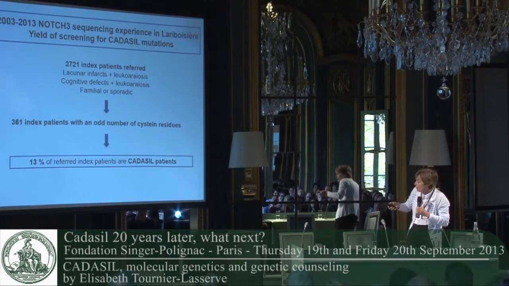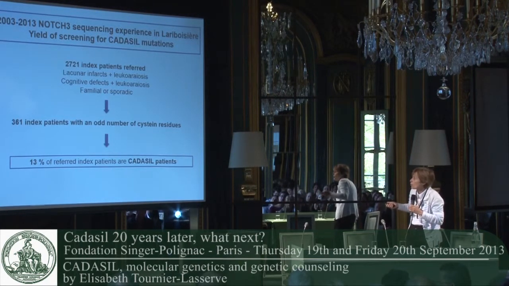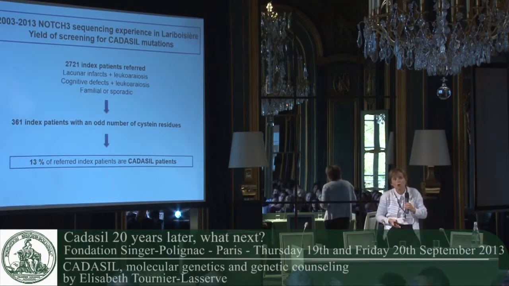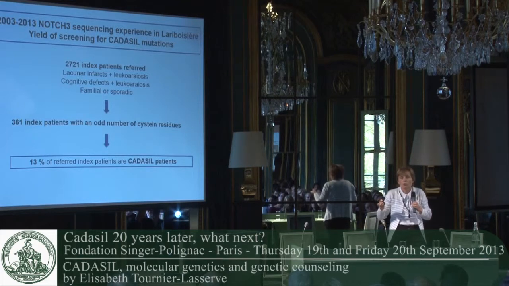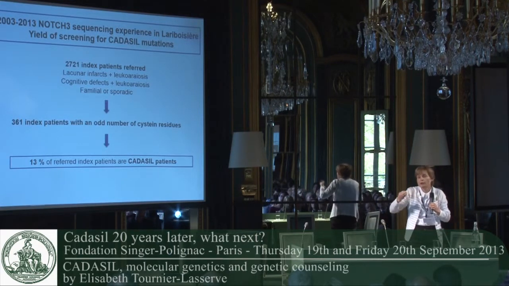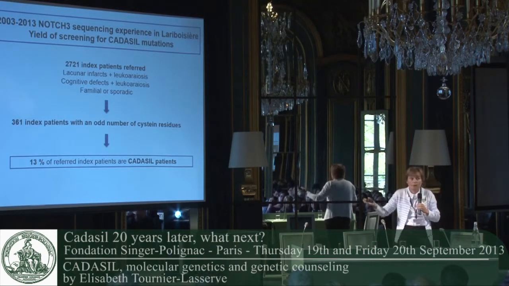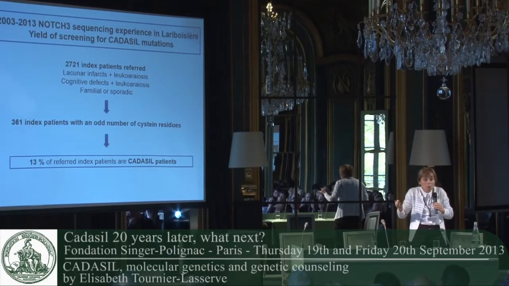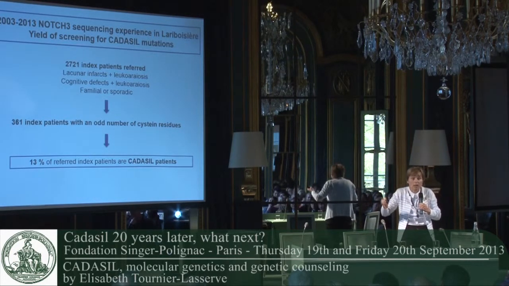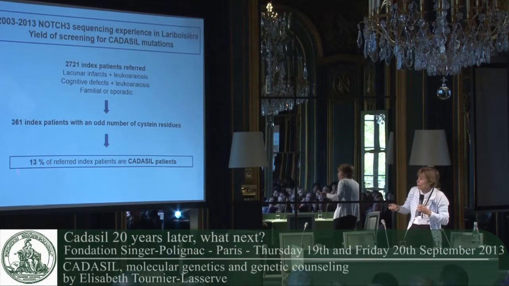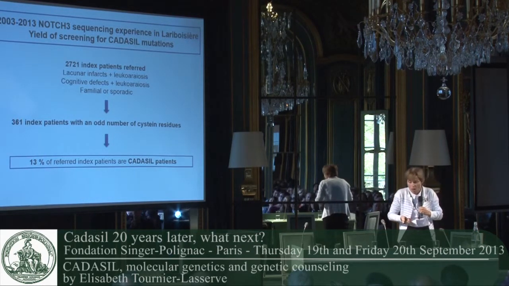So I would say this is kind of interesting, because 13% of patients referred for a suspicion of a small artery disease are showing a typical CADASIL mutation. This is one of the highest proportions that you would imagine in a genetics lab when you screen for the phenotype, as was shown by Hugues Chabriat. I mean, there are many sporadic small vessel diseases. So I think it's a very important proportion.